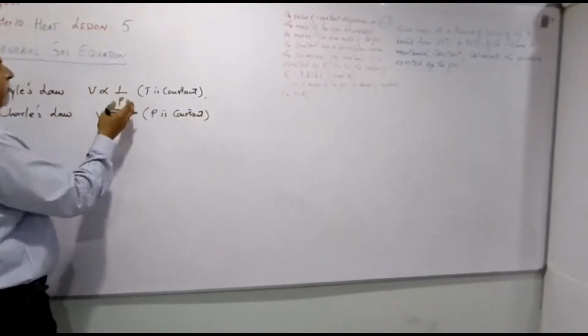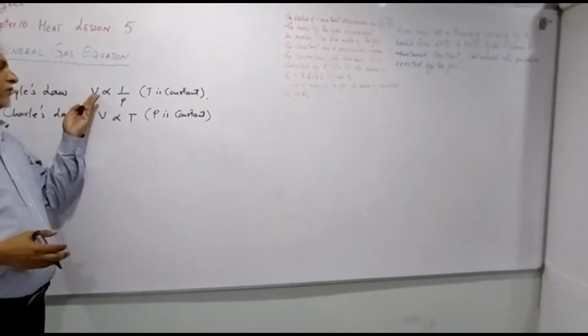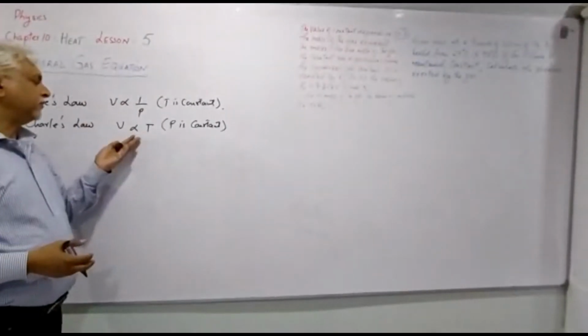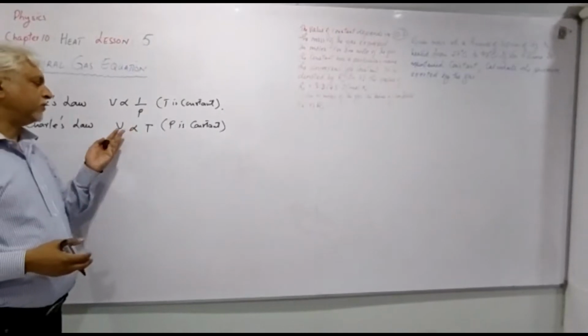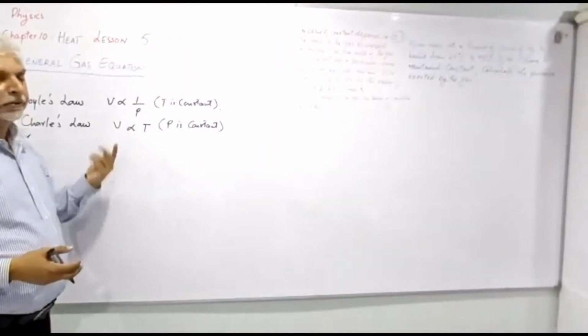Inversely proportional means that when you increase the pressure, the volume decreases. You decrease the pressure, volume increases. And directly proportional means increase in temperature, the volume increases, and vice versa. When the temperature decreases, the volume decreases.